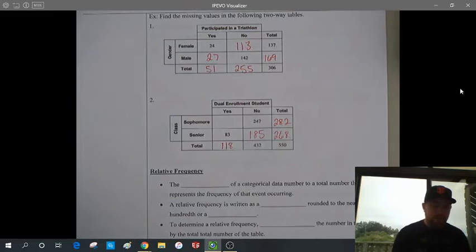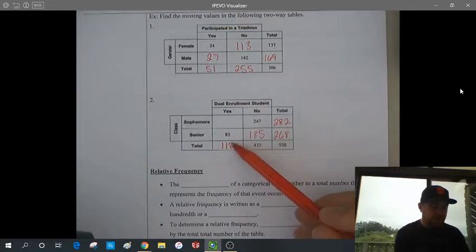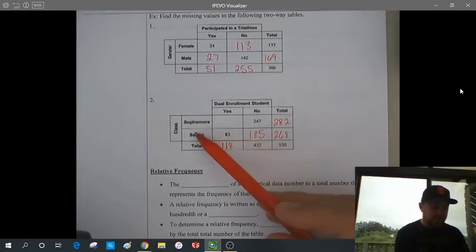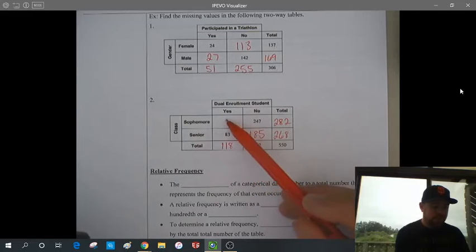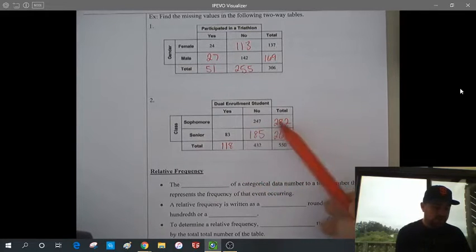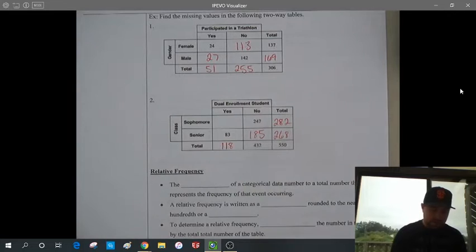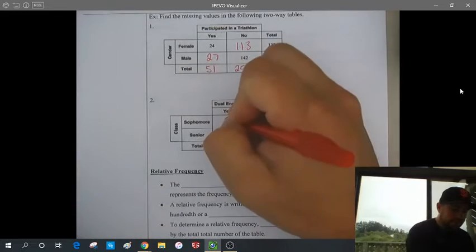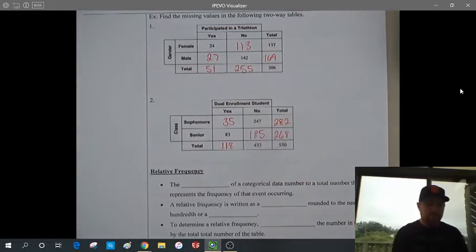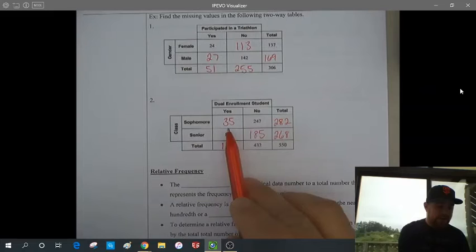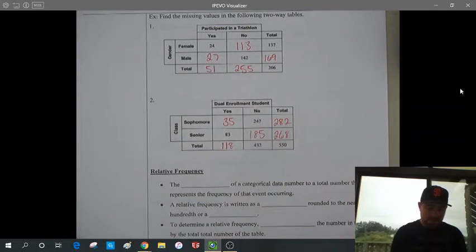And now either subtract 118 minus 83 for the number of seniors to give me the total number of yeses from sophomores, or the 282 minus 247 should also give me that number. So maybe verify both just to make sure that they're both giving you the same number. Helps you see that you accurately filled out the table, or I could go back now and add the 35 that I just got for the number of sophomores that said yes to 247 and verify that it indeed gives me 282.